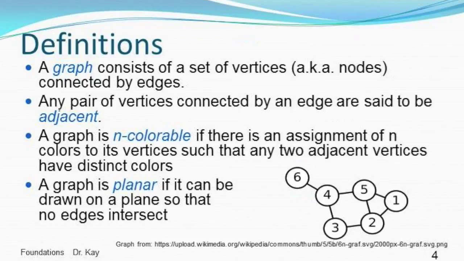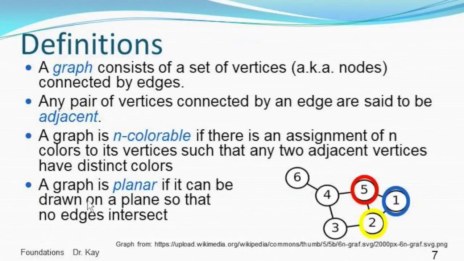We call a graph n-colorable if there is some assignment of colors to the vertices so that any two adjacent vertices have distinct colors. So for example, this graph here is 3-colorable. Let me show you. If I say, well, let's let 1 be blue, then the vertices that are adjacent to it need to be different colors. So maybe 2 is yellow and 5 is red.